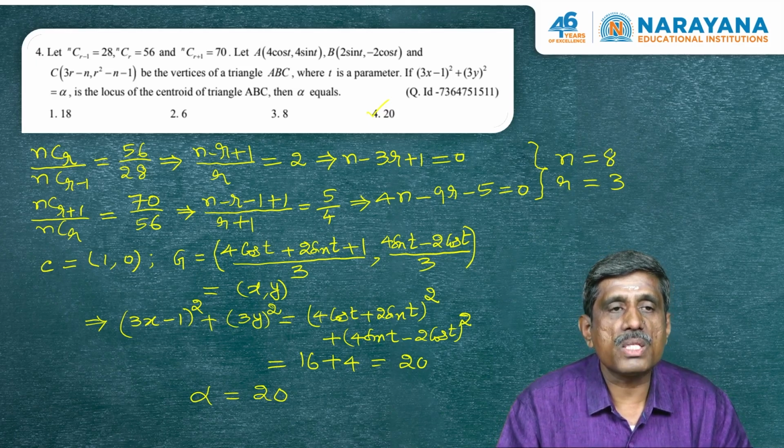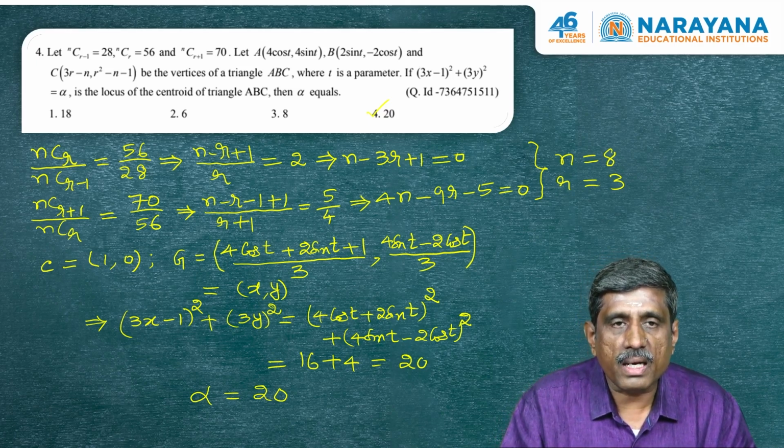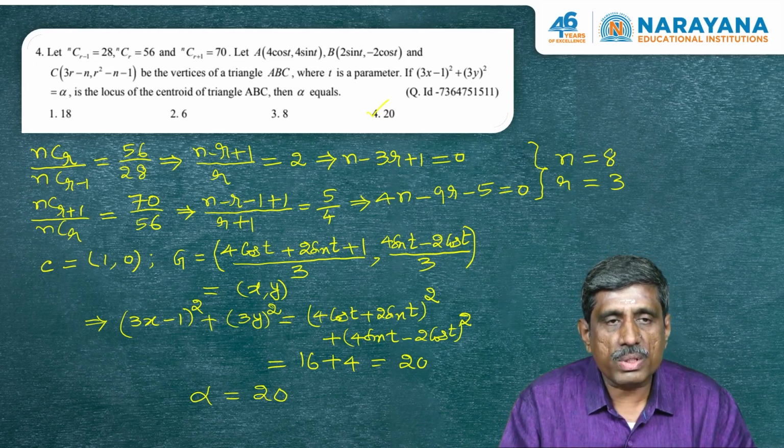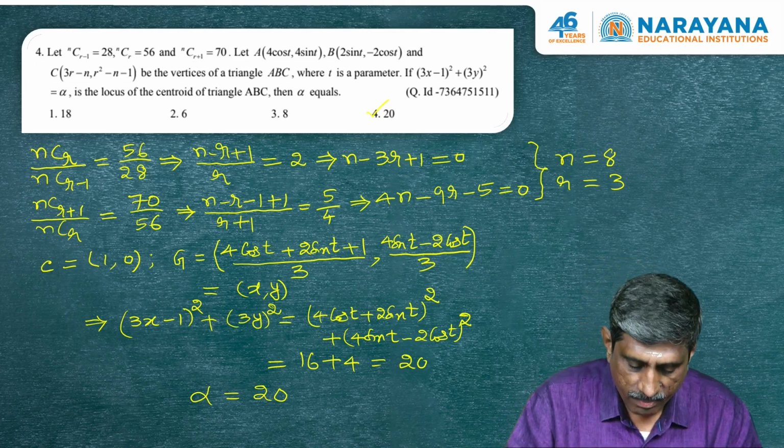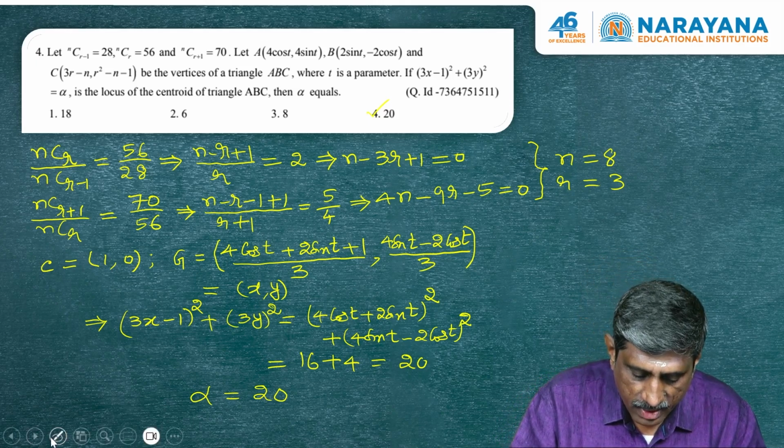So, we have to find the values of n and r first of all and identify the point C. Using the point C, we have to find out the centroid, eliminate t, and we get the required relation. Good. Let us move on to the next question similarly.